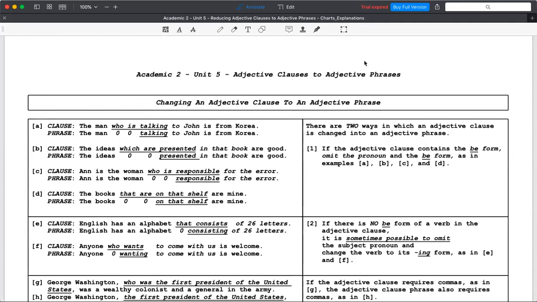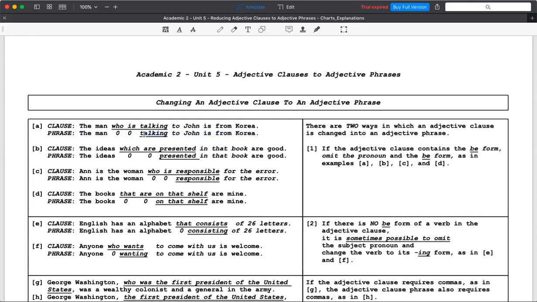Now we're trying to learn how to create an adjective phrase from an adjective clause. A clause, by definition, contains at least one subject and one verb. If my first sentence is "The man who is talking to John is from Korea," and I eliminate "who" and "is," the rest of the sentence becomes an adjective phrase.